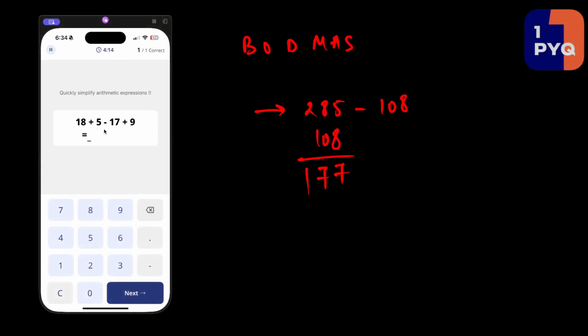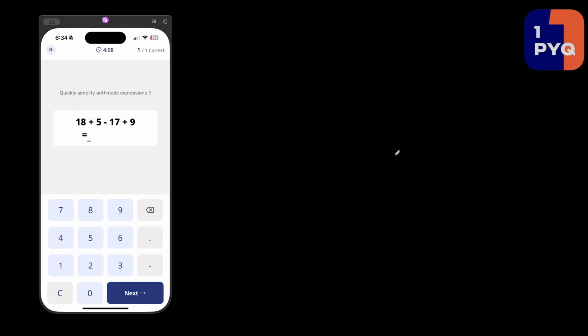So simple addition and subtraction, with 18 and 17 being very close, I can see that there is a small difference of plus 1. The difference is plus 1, and plus 1 and 9 is 10. 10 plus 5 is 15. Okay. Similarly, in BODMAS, we'll have to do the multiplication first.